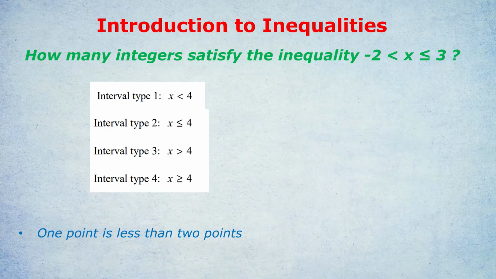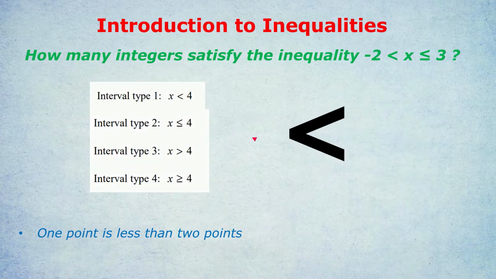Just quickly to start, let's be very clear what these signs mean. Look at this type 1. That says x is less than 4. That single point or corner on the left is less than the 2 points or ends of the line on the right. That's how some people remember it. You've got one corner on the left, but 2 points on the right. And that 1 point on the left is less than the 2 points on the right. However you remember it, this symbol means less than.